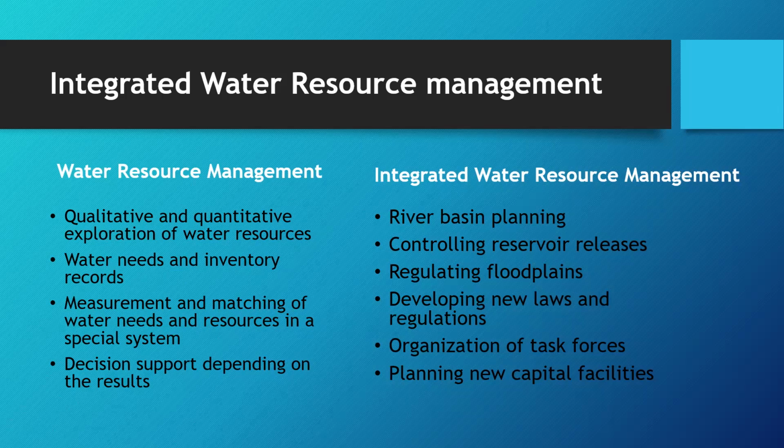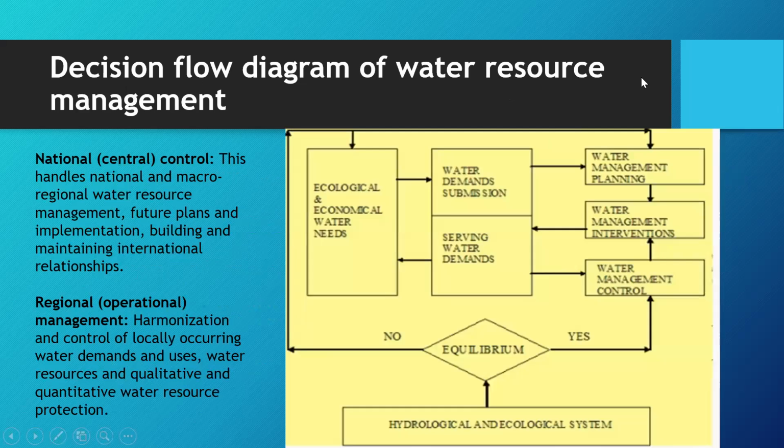It is under the institutional frameworks where we see river basin planning, controlling reservoir releases, regulating floodplains, developing new laws and regulations, organizing task forces, planning new capital facilities. And in enabling environment, we look at things like policies and legislations, and all these strive to have a balance whereby water is either for livelihood or water is used as a resource.